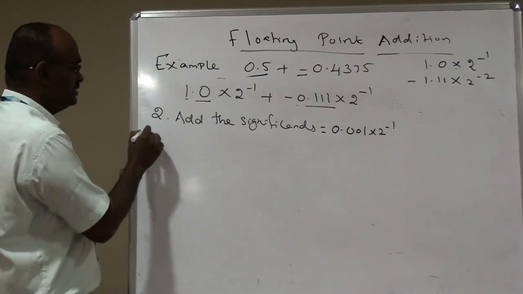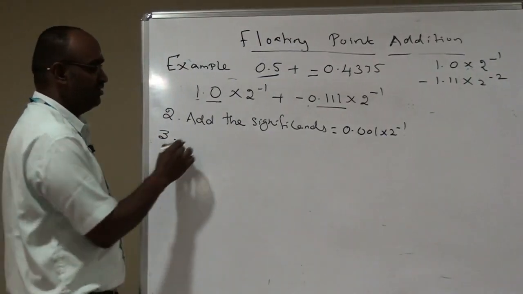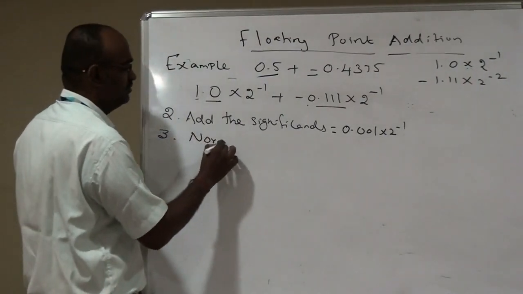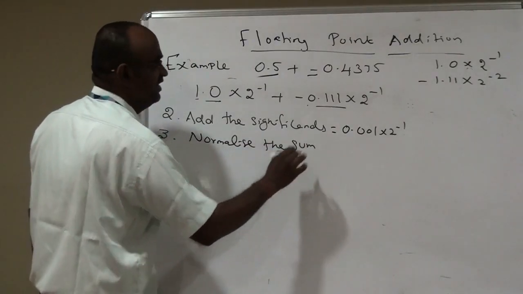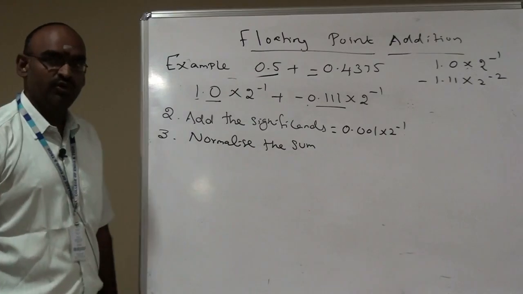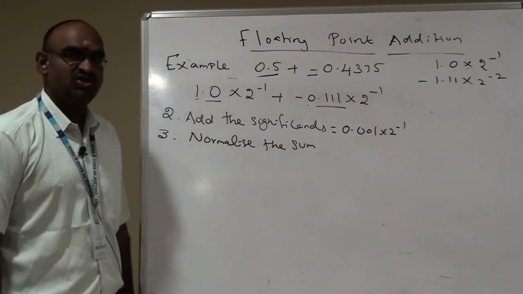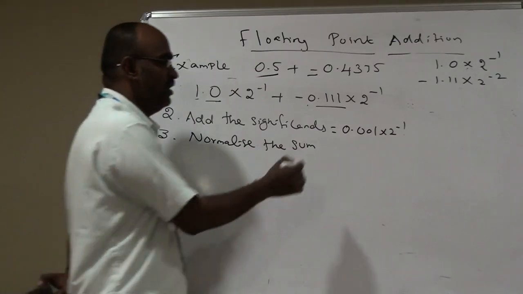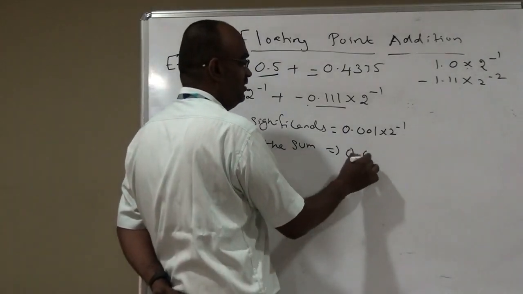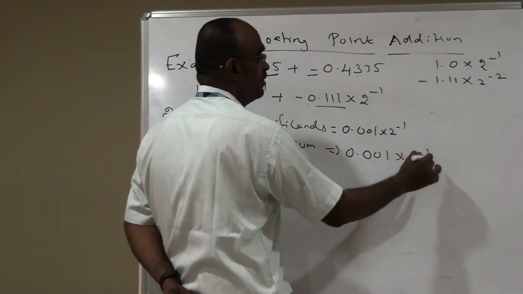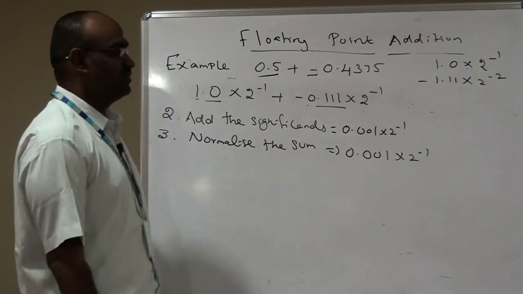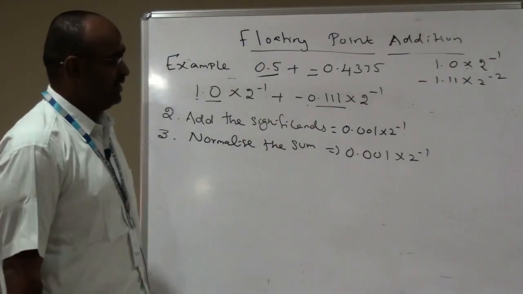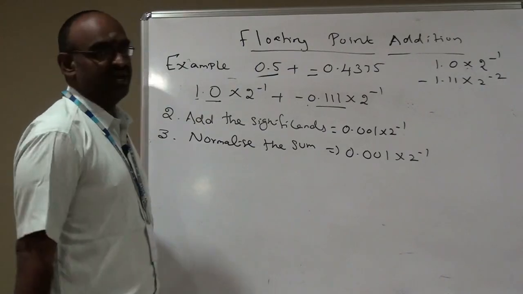So now what is the third step? It's to normalize the sum, either by shift left or shift right. You are incrementing or decrementing the exponent, and based on that you have to normalize the sum. So what is the value here? 0.001 times 2 power minus 1. What is normalized? As I told, there is no leading 0 in the whole part, so we must have one single binary bit on the left side, right.